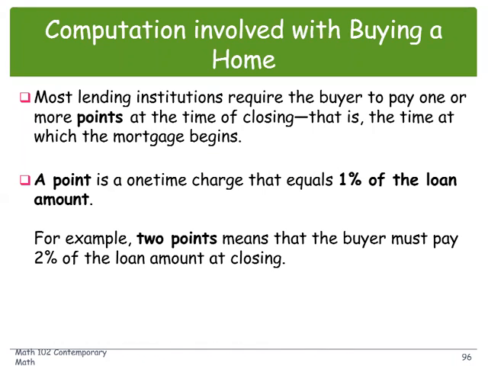For the computation involved with buying a home, most lending institutions require the buyer to pay one or more points at the time of closing. That is the time that the mortgage begins. So a point means 1% of the loan amount. For example, 2 points mean the buyer must pay 2% of the loan amount at closing.